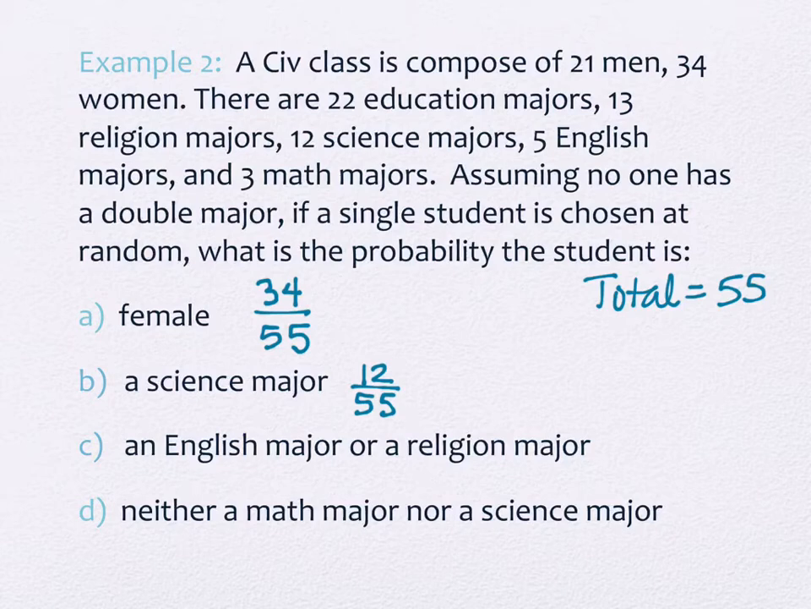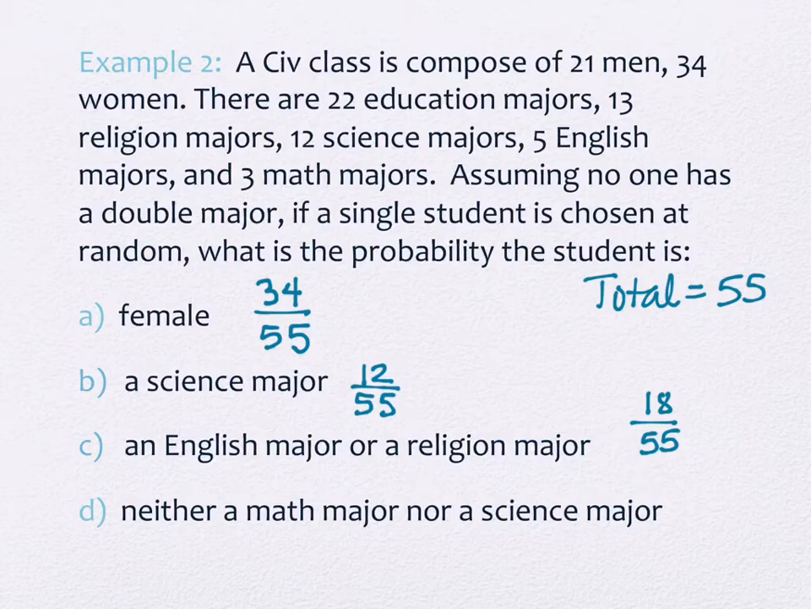Now this one says an English major or a religion major. Well, since there are no double majors, what can I do to find the number of people in that category? Yeah, I can just add the religion major and the English major numbers together. What is that? 18 out of 55. It doesn't reduce either. We'll just jump to the end of that one. No more reducing on that one.